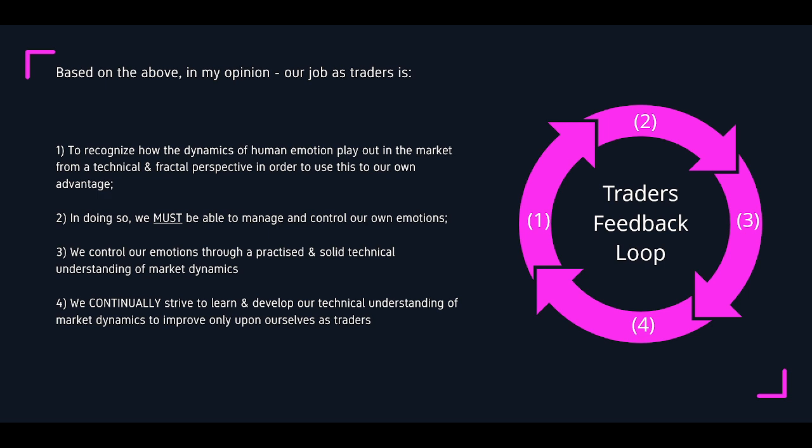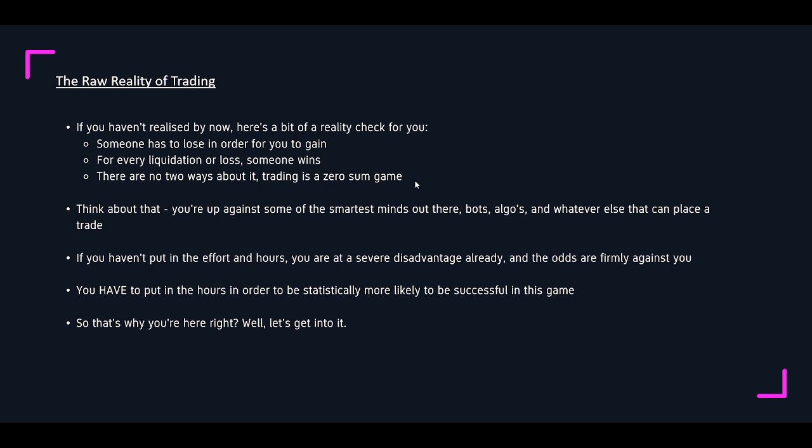The way we control them is through a practiced and solid technical understanding of market dynamics, and we continually strive to learn and develop our technical understanding of market dynamics to improve only upon ourselves as traders. When you start trying to compete against Tom, Dick, or Harry, it's going to be a struggle for you. Ignore the 1000% P&L cards. Just stick with what you do. Try and beat yourself every day. Stick to this feedback loop that you'll experience and just go for gold. Stick to yourself.